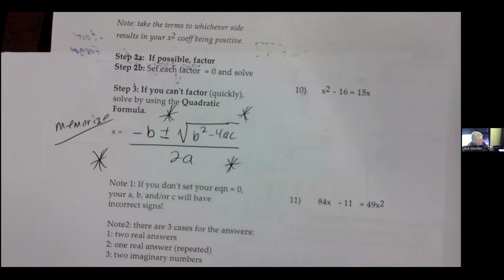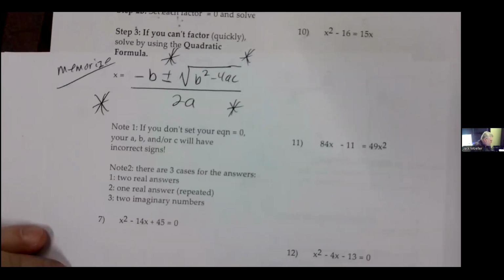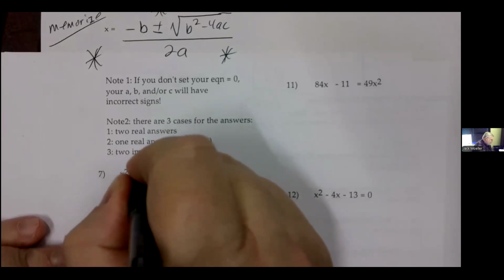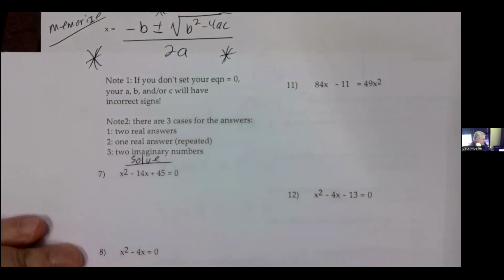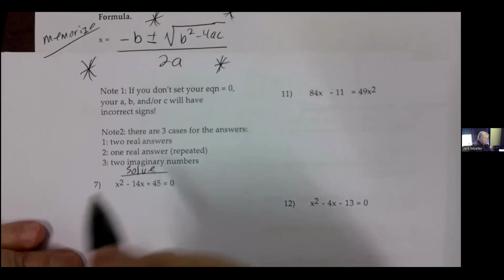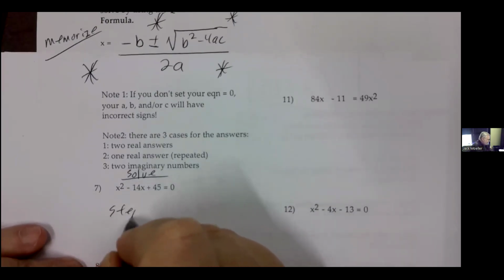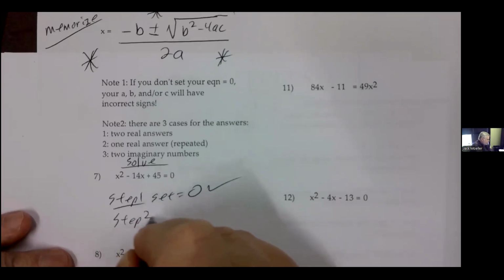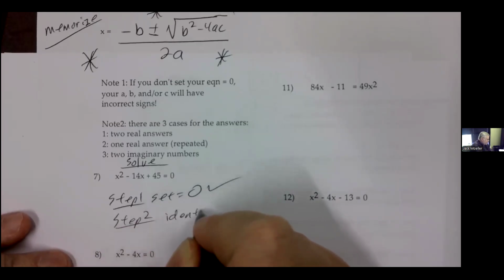All right. Well, let's jump into dealing with the quadratic formula. So let's start with number 7. We have x squared minus 14x plus 45 equal to 0. Now that does factor, but let's assume that we don't see the factoring. So what is step 1 if we're going to solve it with the quadratic formula? Step 1, set it equal to 0, which it is, so we're good. Step 2, identify your a, b, and c and plug them into the formula.